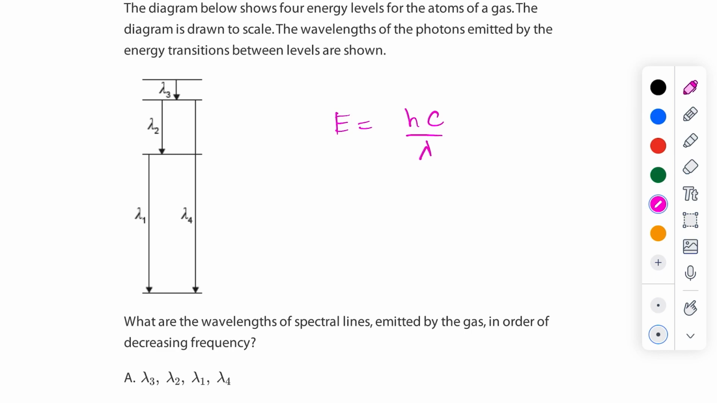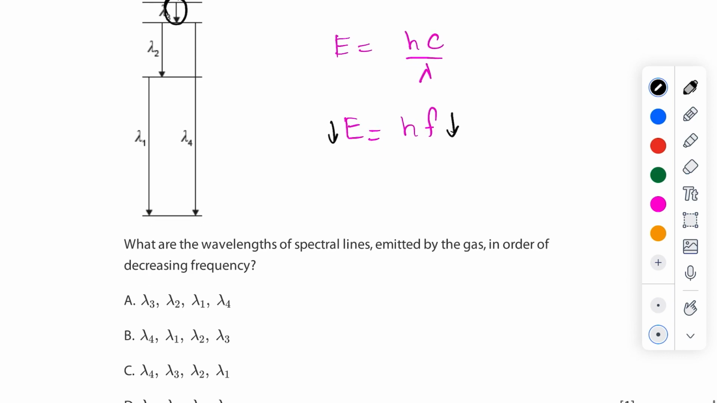So what is happening over here? Energy equals hf. If the frequency is decreasing, energy is also decreasing. So we have to see which is having the least energy. Lambda 3 is having the least energy because that is the least difference. So it is either option B or option D, and options A and C are ruled out.